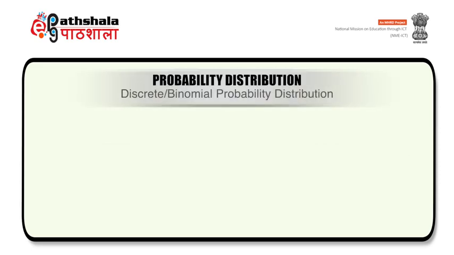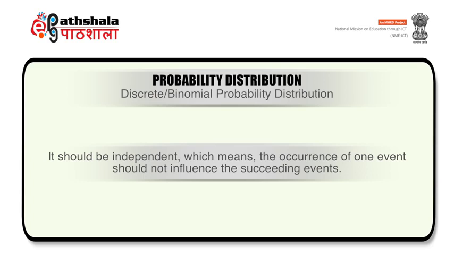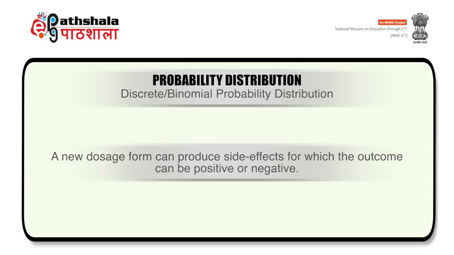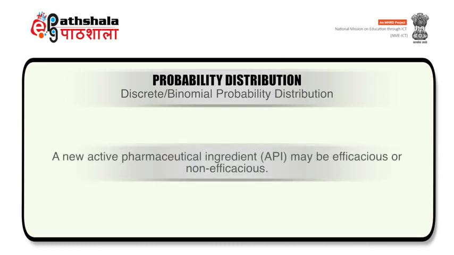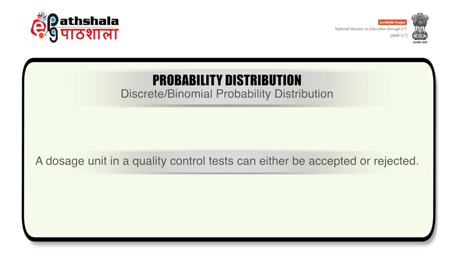Now we will discuss the discrete or binomial probability distribution. Binomial distribution is based on dichotomous data. The event has one of two possible outcomes. It should be independent, which means the occurrence of one event should not influence the succeeding events. Such a distribution is observed in the following situations. A, a new dosage form can produce side effects for which the outcome can be positive or negative. B, a new active pharmaceutical ingredient may be efficacious or non-efficacious. C, drug treatment can improve or worsen the disease condition. D, a dosage unit in a quality control test can either be accepted or rejected.